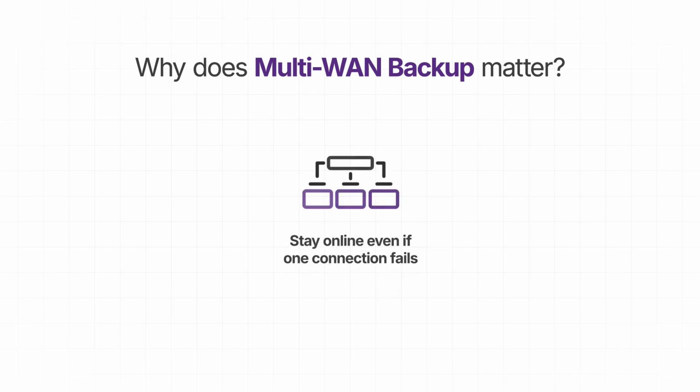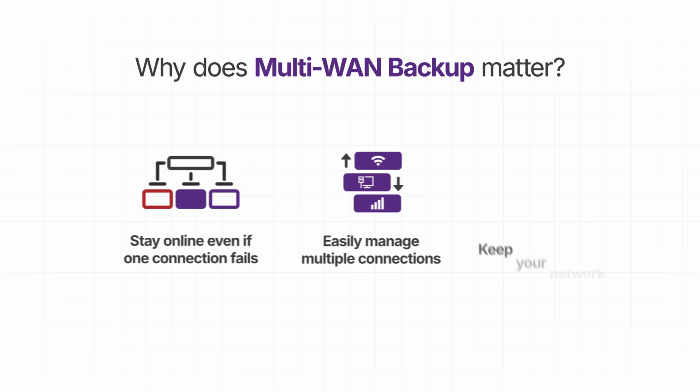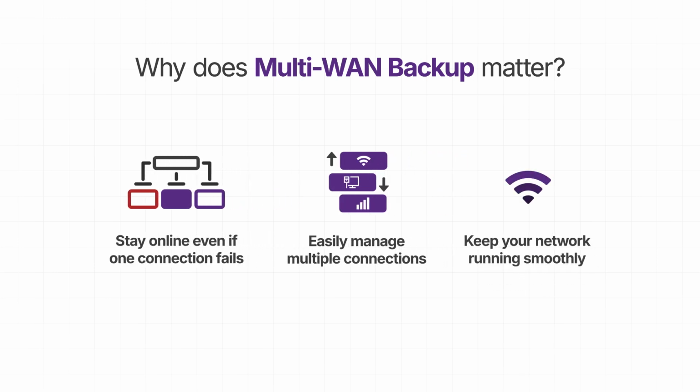No more downtime. Your gateway automatically switches to the next available link. You don't have to juggle Ethernet, Wi-Fi, and cellular manually. WisGateOS 2 handles it for you. Even during outages, your devices stay connected and your work keeps moving.